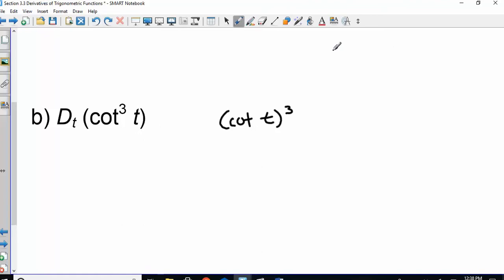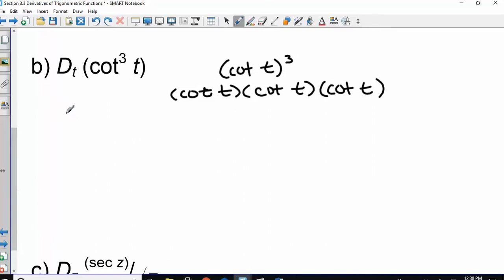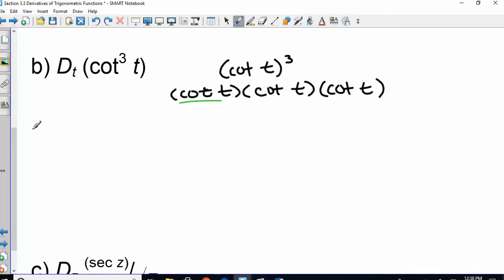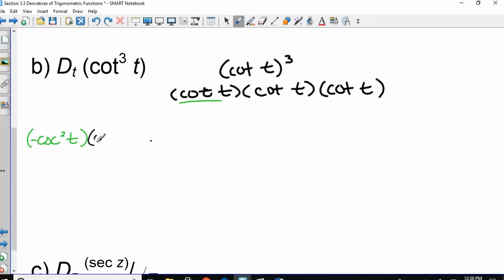We know if it's like x to the third, we can just bring down the exponent. But can I do that when I have a cotangent t inside? No. So we talked about this with one yesterday. This means you have cotangent t times cotangent t times cotangent t. So what do we have to do? The product rule 3 times. So derivative of the first, derivative of cotangent is negative cosecant squared, and the other two stay the same.